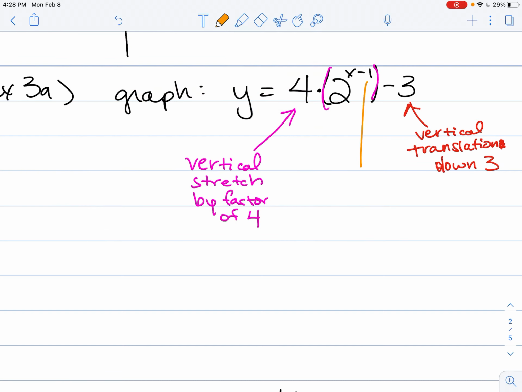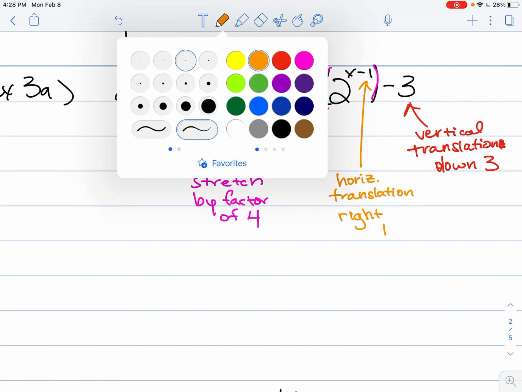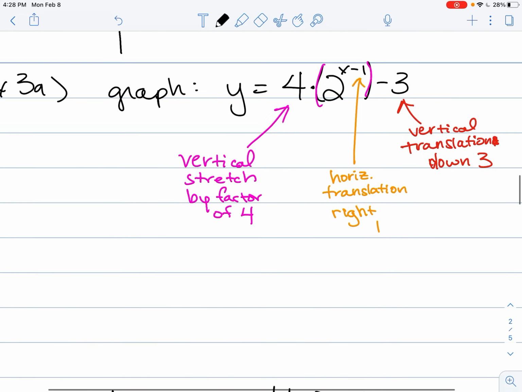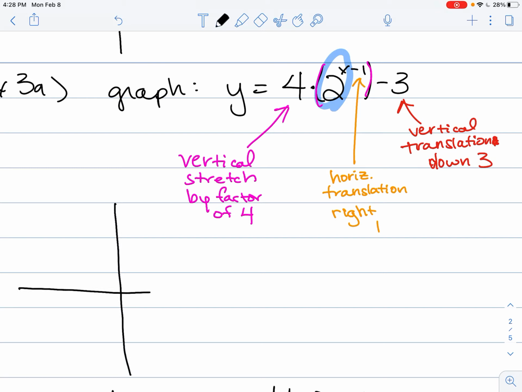And then this right here, remember it's inside the parentheses. On the x, we know it's a horizontal translation. Remember, we're in funky town now, so that horizontal translation, instead of -1 going to the left, that's actually going to be right 1 unit. So let's go ahead and graph first that parent function, which is this right here, 2 to the x.